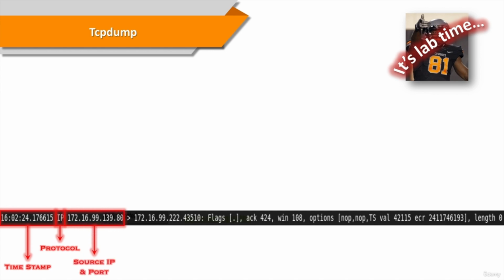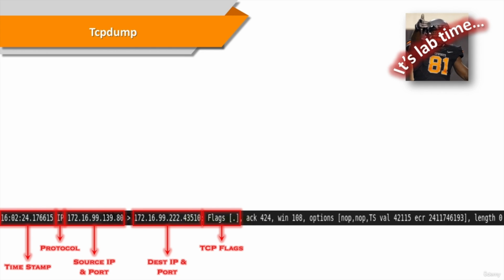Now for IP packets, the third field is the IP address or host name of the host sending the packet, along with, for TCP and UDP packets, the source port. The packet on the slide came from port 80 of the system 172.16.99.139. Now the fourth field is the IP address or host name of the host receiving the packet, along with, for TCP and UDP packets, the destination port. Flags is the TCP segment flag.